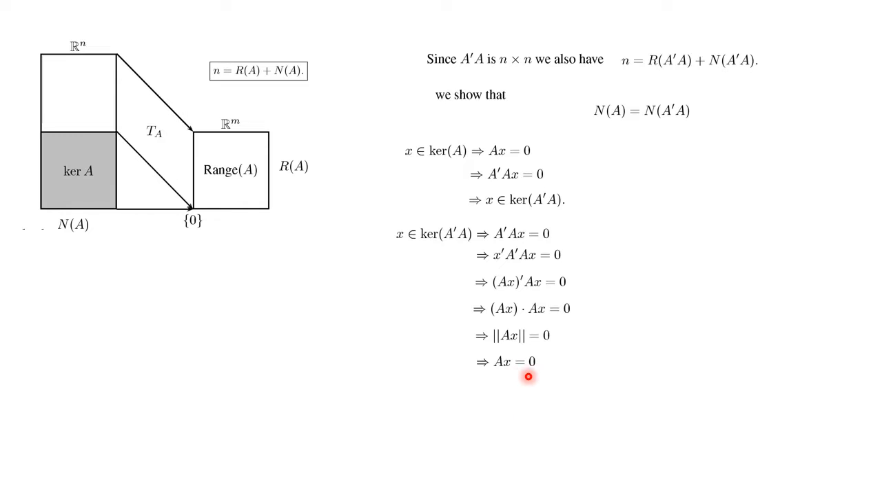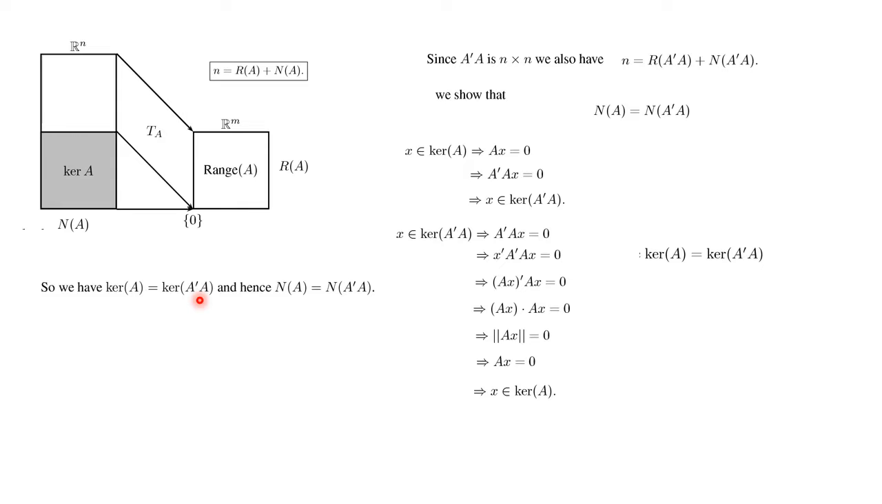And if that is the case, then AX equals 0. So there we have it. X is then in the kernel of A. So these are the same. The kernel of A is the same as the kernel of A transpose A. Now then, here we are.